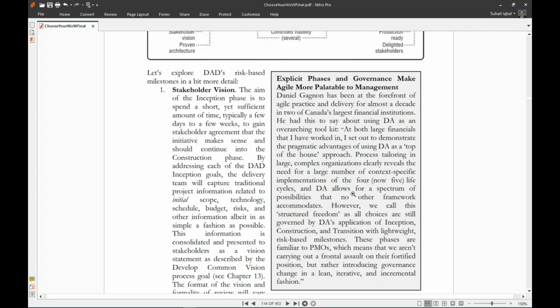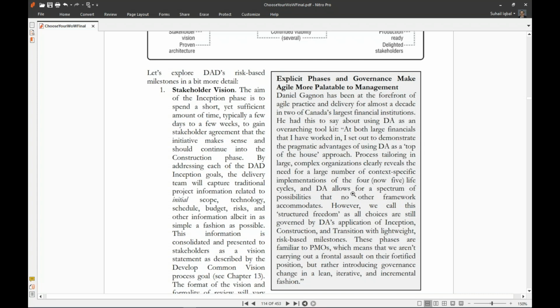Let's explore DAD risk-based milestones in a bit more detail. First, just look at the right hand side. Explicit phases and governance make Agile more palatable to manage. Daniel Gagnon has been at the forefront of Agile practice and delivery for almost a decade in two of Canada's largest financial institutions. He had this to say about using DA as an overarching toolkit at both large financials that I have worked in: I set out to demonstrate the pragmatic advantages of using DA as a top of the house approach.